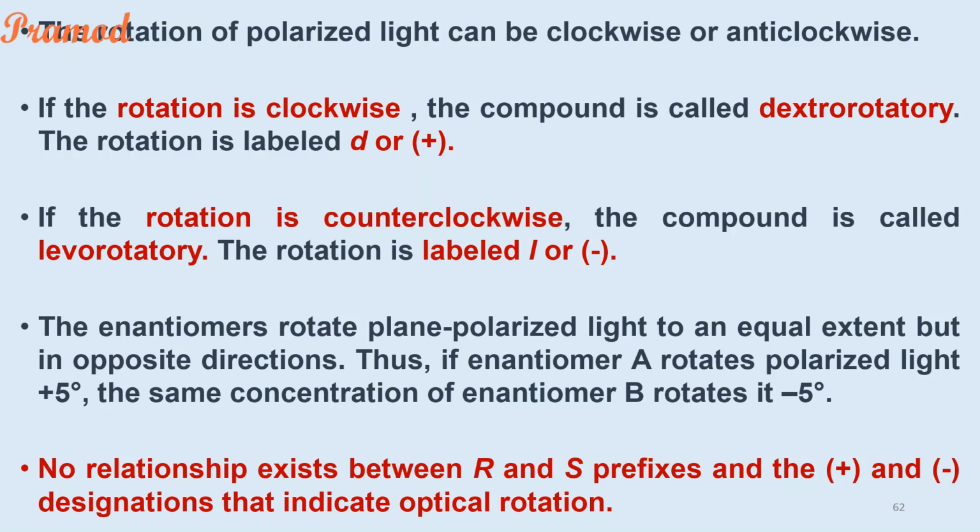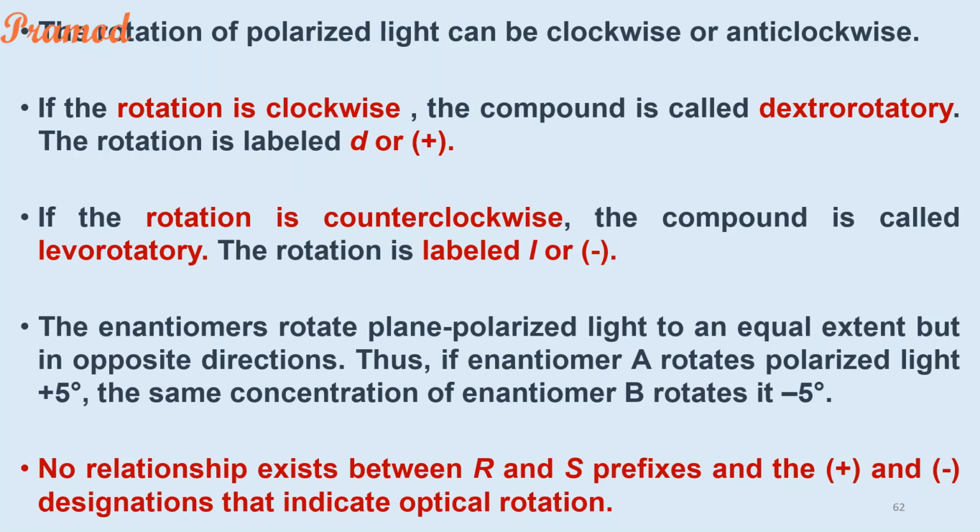Now the second part. Some compounds may rotate in an anti-clockwise direction. If the rotation is counterclockwise, or anti-clockwise, or towards the left-hand side, the compound is said to be levorotatory, and the rotation is labeled by small l or a negative sign. So a negative sign or a small l represents levorotatory compounds. Do not get confused between the capital L and the capital D in the case of DL relative configuration. Remember this, very important.